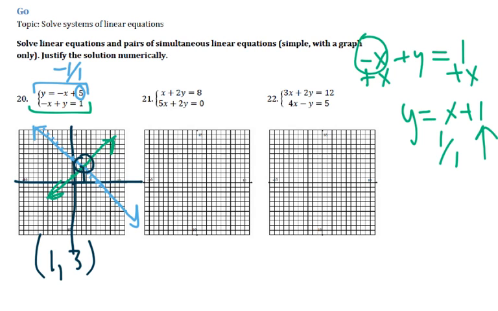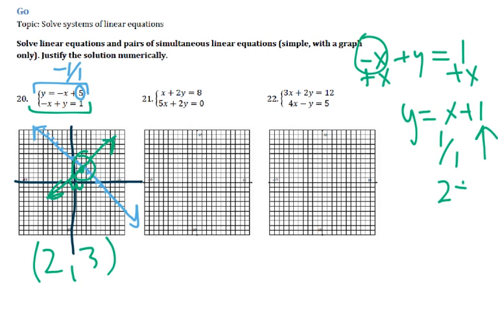Except for some reason that's not looking right to me. Oh, it should be 2, 3, huh? Because my axis wasn't the best. It should be right there, 1, 2, 2, 3. That's what it is. Because if you're not sure, you plug it in.